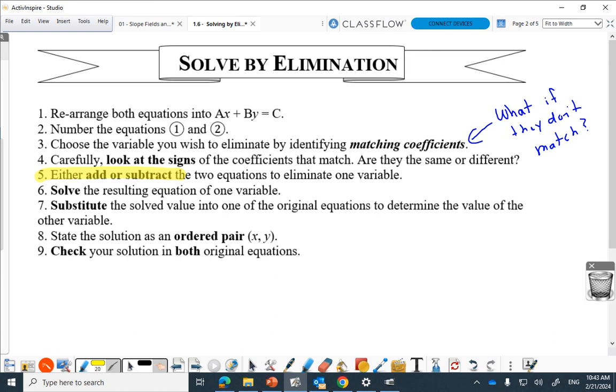To eliminate one variable. Solve the resulting equation of one variable. This is after step 6, you should be pretty happy. If you get to step 6, you'll be like, okay, solve that for x, sub it in to get y. That part of it, most people have good luck with. Substitute that value into the original equation and state the answer and check. Those are fairly similar to substitution.